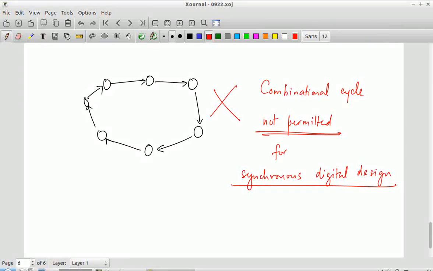Can you think of a circuit that all of you should be familiar with that does have a combinational cycle?